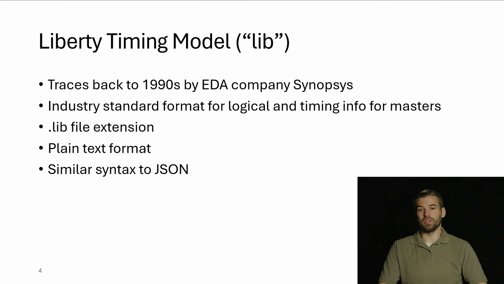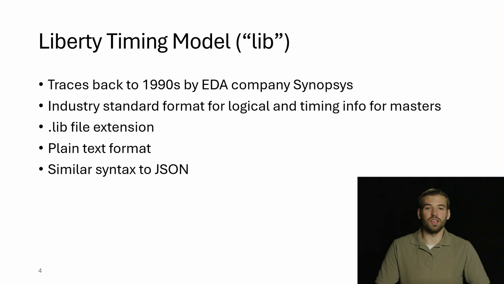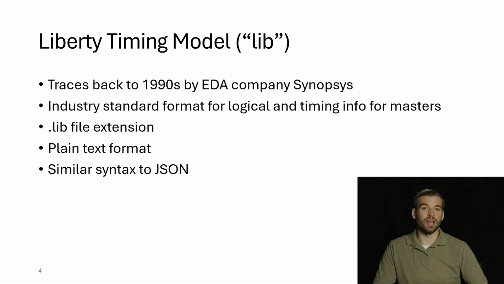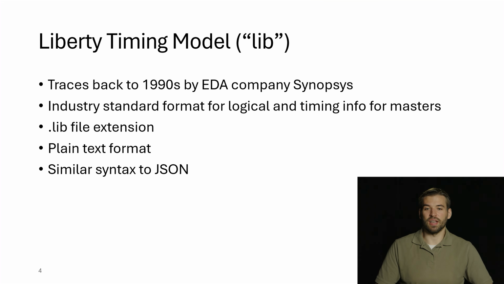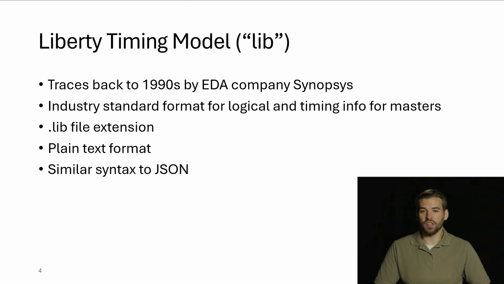Liberty is often shortened as lib, especially since .lib is the standard file extension. For those of you who have worked with proprietary tools before, you may have also seen some other file types based off the Liberty standard, such as .db. Liberty is also a plain text format, meaning that you can simply open the .lib file in a text editor and read the details. The syntax is a little bit similar to the JSON format, if you've ever seen it, except that Liberty actually predates JSON.